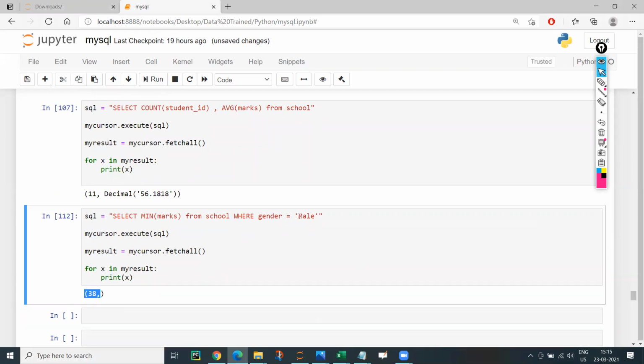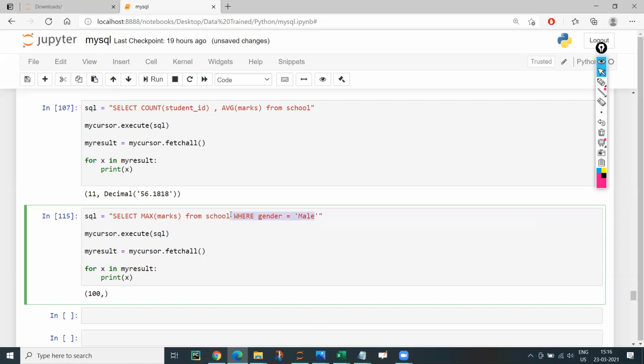And how about a female? Female, we have a 36. All right, same thing, I can choose max. I want to see the maximum marks of any female, so I can check that, right? So maximum marks 77. How about a male? Male maximum marks 100.